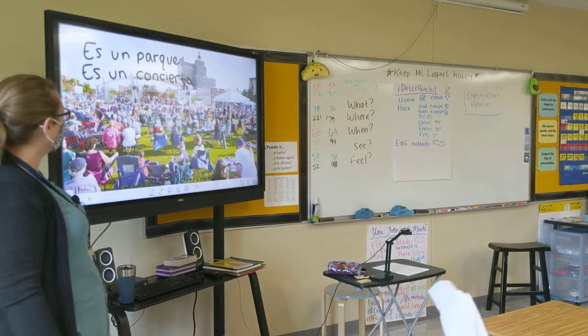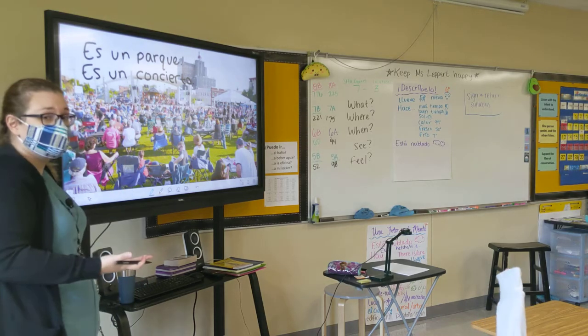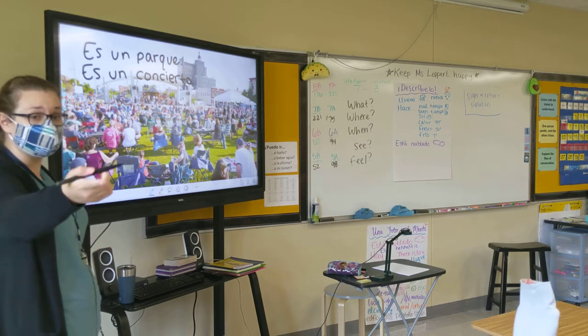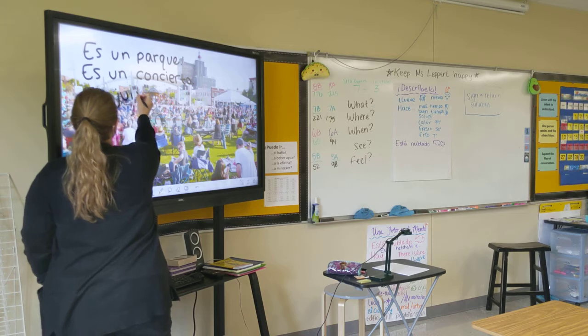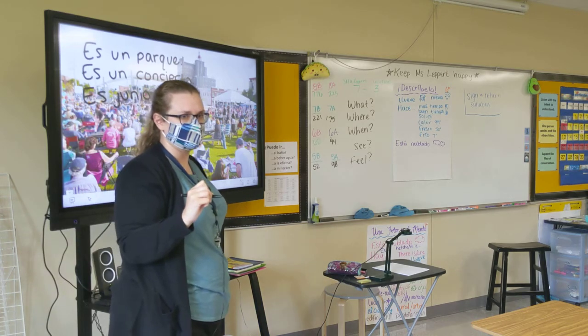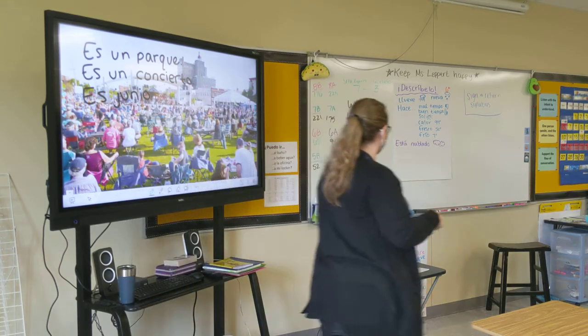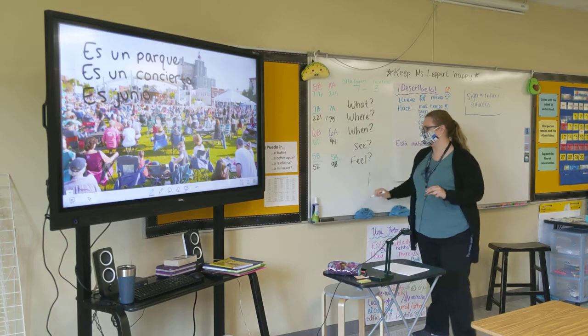Okay. When is it? Could we give it a month maybe? We can just guess based on what we see. Junio. Es junio? Sure. Es junio. Did you say Julio or Junio? Junio. Doesn't really matter, either one would work. Es junio. Perfecto. And now what can we see?